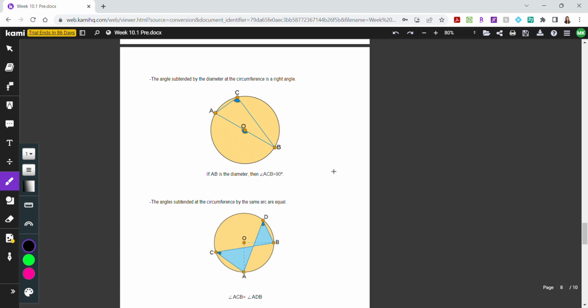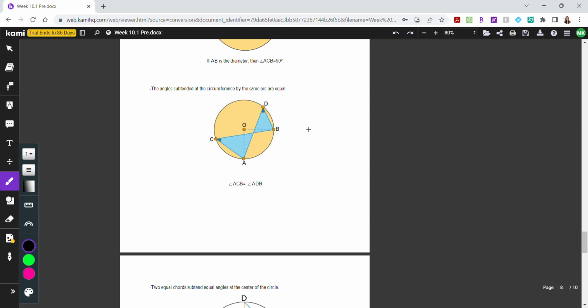Now the next thing that we have is the angle subtended by the diameter of a circumference is a right angle. All right? Because this is the central angle, and this is the inscribed angle. So if we look here, if AB is the diameter, then angle ACB, this angle here, is 90 degrees. It's a right angle.